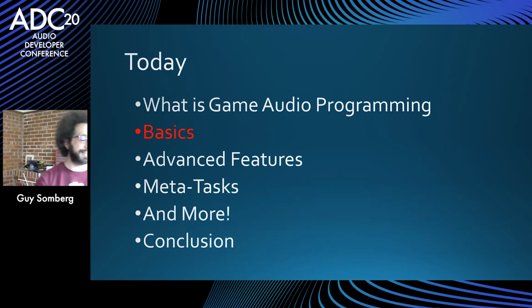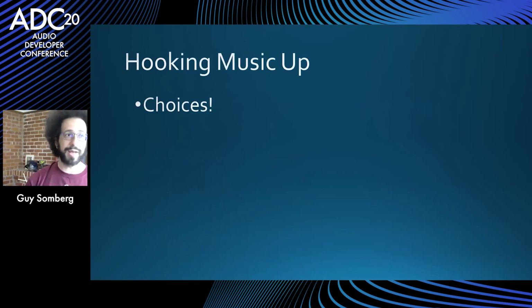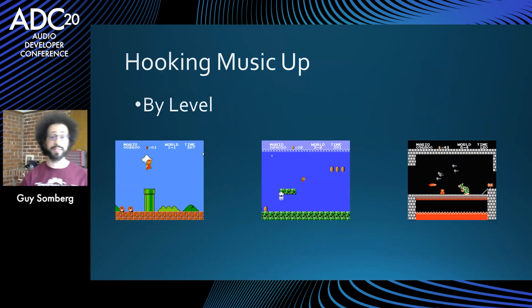Let's dive into the basics of music first. The basics are some of the choices you have to make, how to hook up and how to author your music. Let's talk about hookup first. The simplest way to hook up your music is by level, by area in your game. Level 1 gets music 1, level 2 gets music 2, level 3 gets music 3. That's simple, obvious, but it functions for many games. This is obviously Super Mario Brothers, which is ancient, but even modern games will follow this pattern.